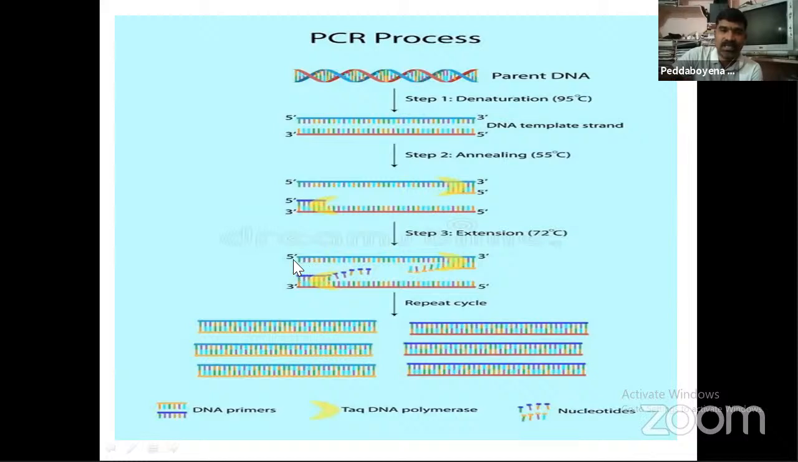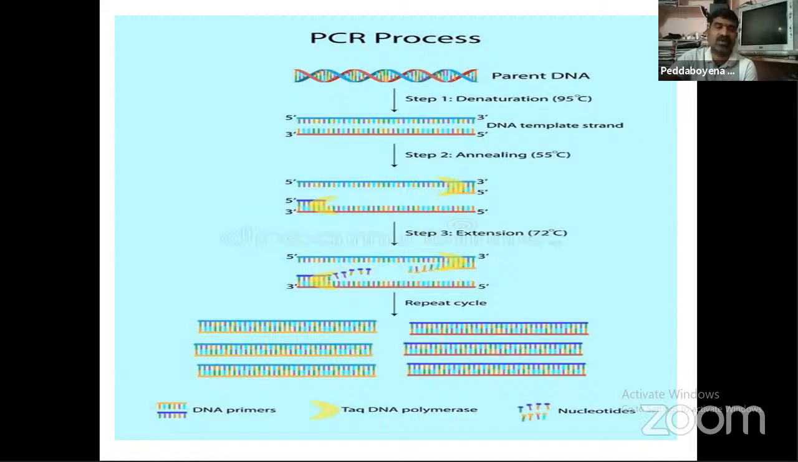So that's why here this is the one DNA, and the 3 end to 5 end above, the one new strand is formed. So that's why you observe that two new DNAs are formed. So two are formed, four are formed, eight are formed, 16, 32, 64. Within a short period we can get billions, trillions of copies. So that is very important.